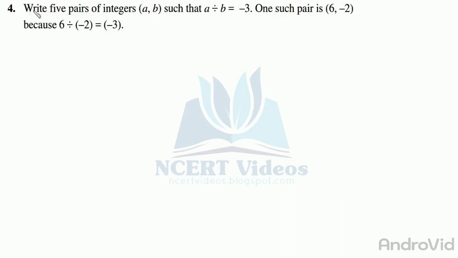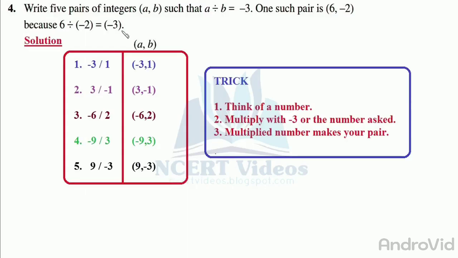Question 4. Write 5 pairs of integers a, comma b such that a divided by b equals minus 3. One such pair is 6, minus 2, because 6 divided by minus 2 equals minus 3. Okay, so you have to find the pair which satisfies this equation. So here we go. First one can be minus 3 divided by 1.